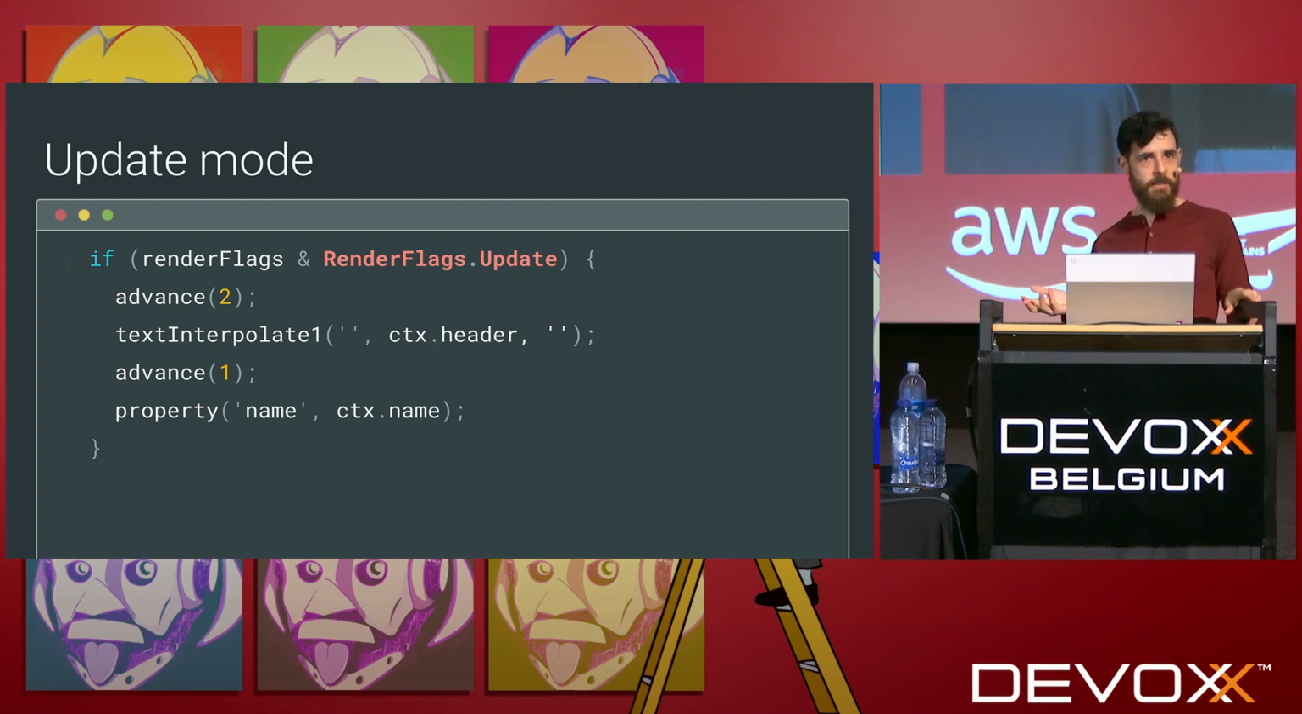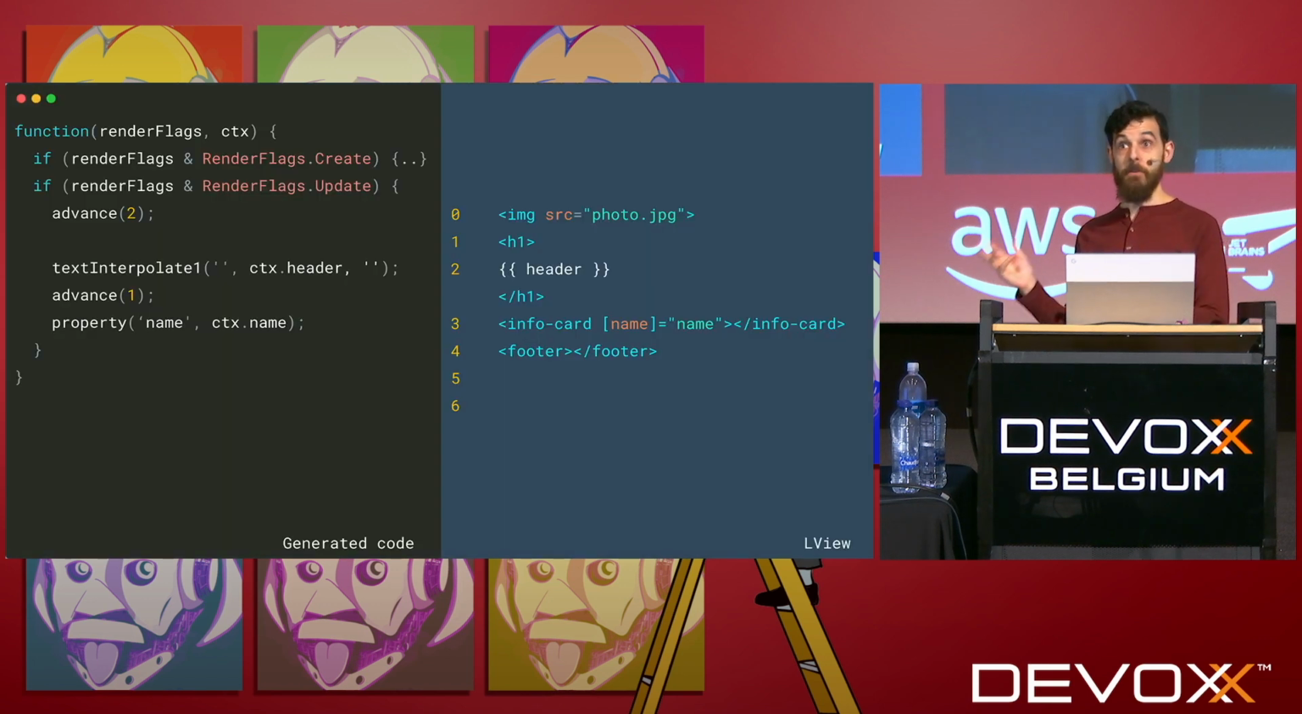There's a text interpolate instruction that you can probably guess what that does. It updates your text interpolation. There's a property instruction that's going to update the property on a node. But there's also this instruction here called advance that it's not immediately obvious what that's going to do, but we can make it more clear by looking at this update block side by side with that LView we just talked about.